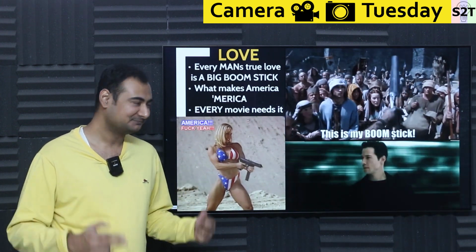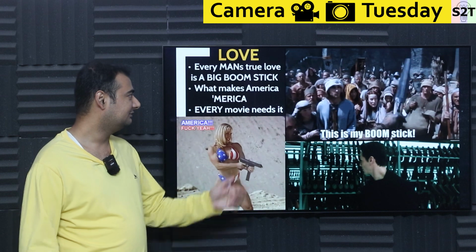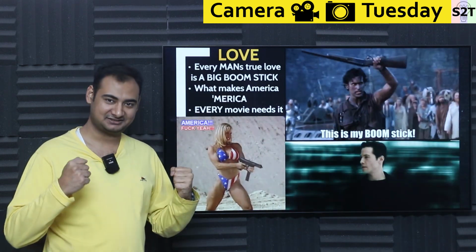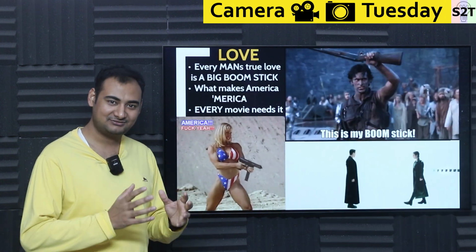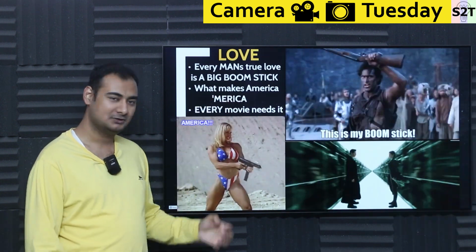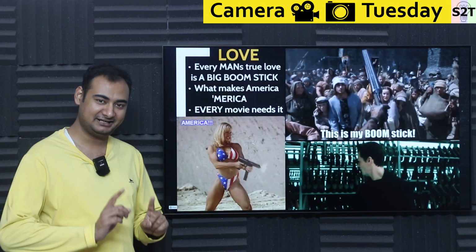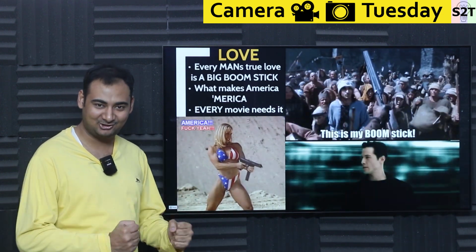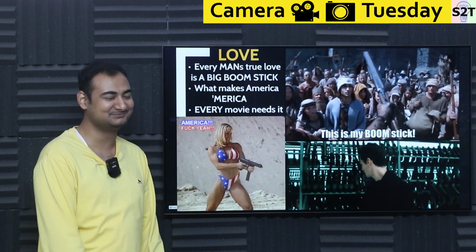Every man. Pew Pew. So we all love a big boomstick. Everybody boomstick. Boomstick is the key. The boomstick is the technology that makes America into Merca. And every movie needs it. Every movie needs this. That's the law. You cannot have a movie without pew pew.